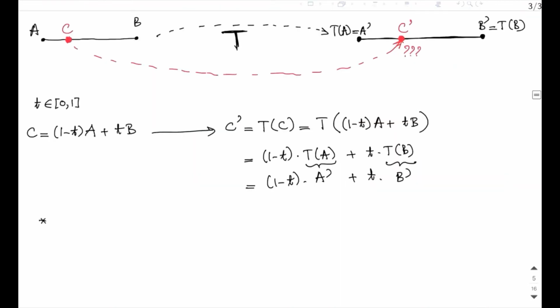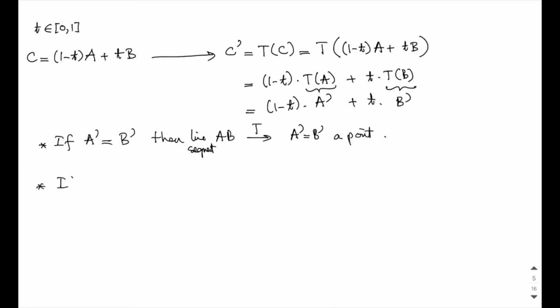Here are two cases. If A prime coincides with B prime, then the whole line segment has been mapped into a single point that is A prime. Now, if A prime and B prime are different, two distinct points, then the line segment AB under the transformation T will get mapped into the line segment A prime B prime.